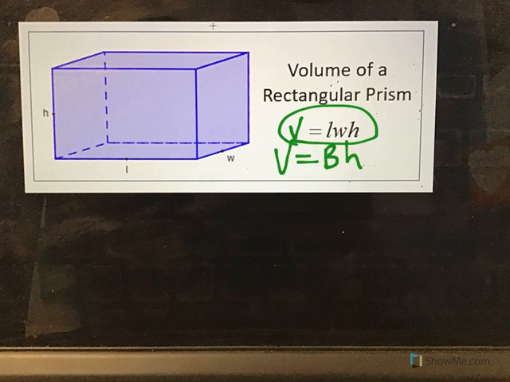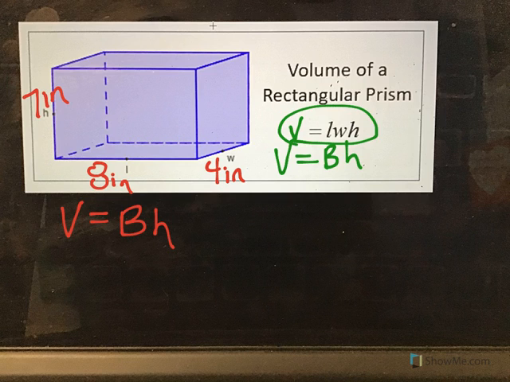Okay, so let's just say we have dimensions of 7 inches, 8 inches, and 4 inches. If I wanted to find the volume, first thing I'm going to do is write down the formula. Volume equals capital B times H. Then I'm going to write down the specific formula. Volume equals length times width times height. And then I plug in what I do know to solve for what I don't know. The commutative property of multiplication states that if you're just multiplying, it doesn't matter what order you're multiplying the numbers, you're always going to get the same product.